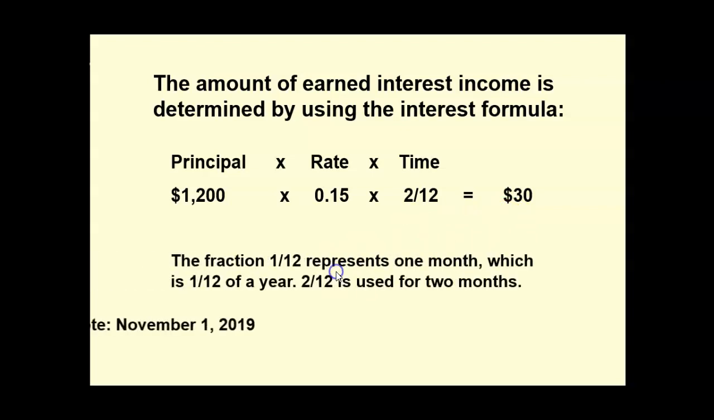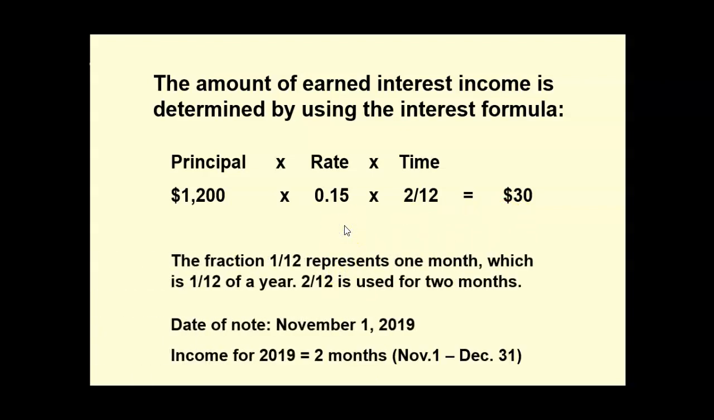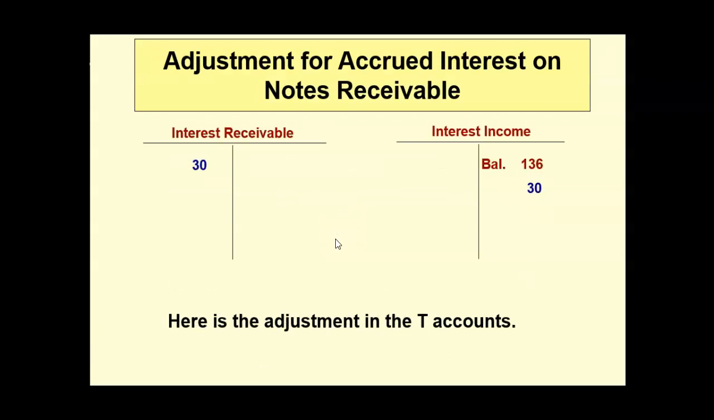Now that you've done the calculations, we have to make the journal entry in order to recognize and record the amount of accrued interest that we've earned. You would debit interest receivable, showing the amount that's owed to the company, and we're going to credit interest income or interest revenue. Okay?